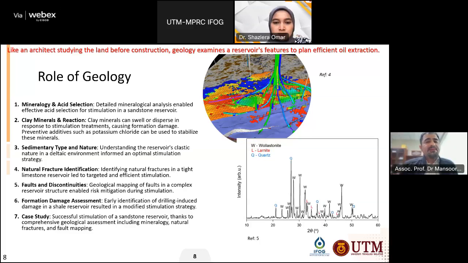So detailed mineralogical analysis is critical for effective stimulation. For instance, in a sandstone reservoir rich in silicate minerals, a comprehensive mineralogical analysis led to the selection of hydrofluoric acid for stimulation, resulting in an improved flow rate.